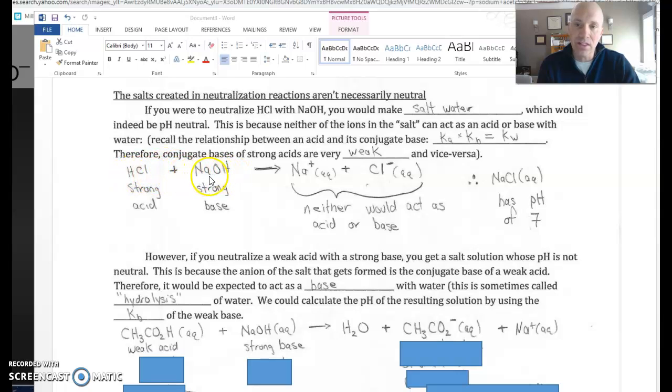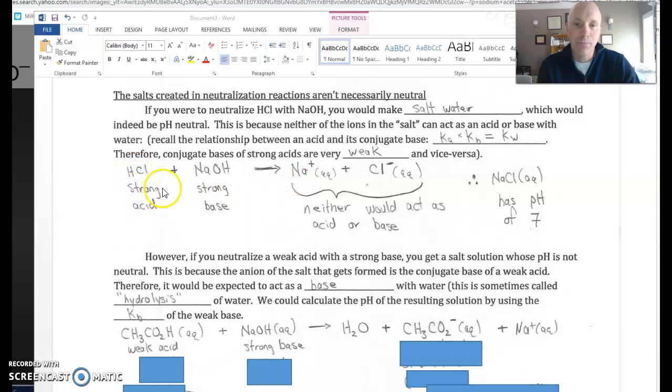When we neutralize these, we're going to end up having essentially a saltwater solution, meaning literally what most people think of as saltwater, sodium chloride dissolved in water. All right, and the pH of that resulting solution would be 7. But the reason for that has to do with a little bit of what we talked about before.